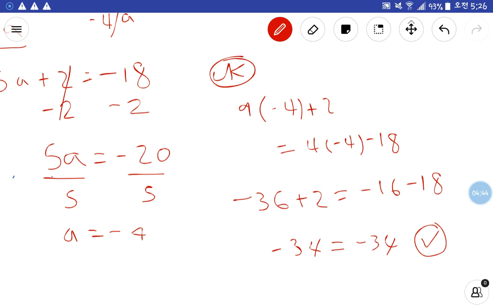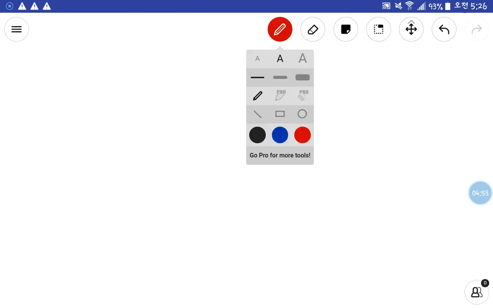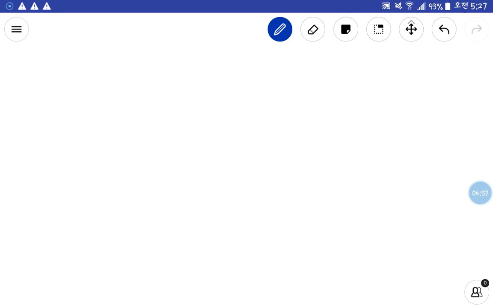Alright? Okay, so now we go to quick check 1. I need you guys to solve this question by yourself. Once you're done, please check your answer with me. Alright, quick check 1, A. Solve and check each equation.